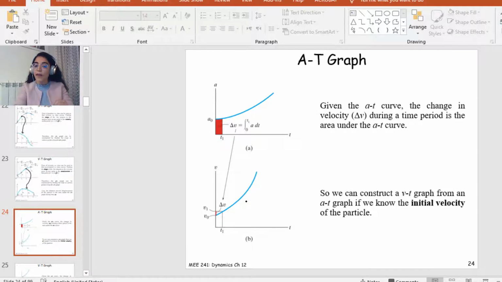Now, what if I have the opposite? What if I have the acceleration versus t? So if I have, in the first place, the acceleration versus t, can I find the velocity and then can I find the position?